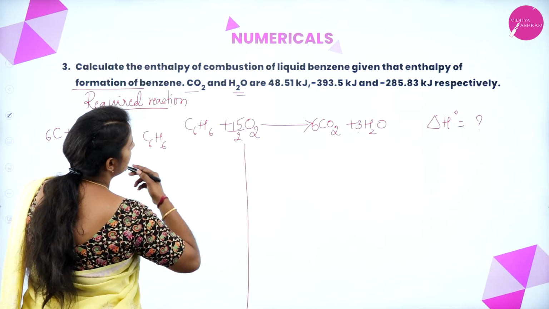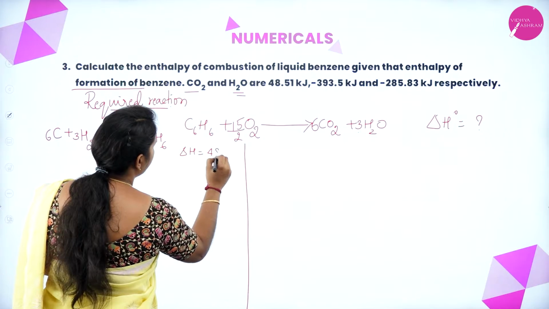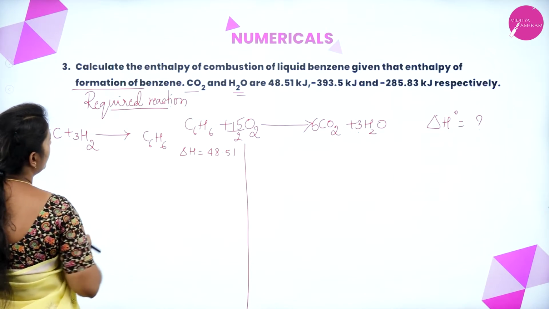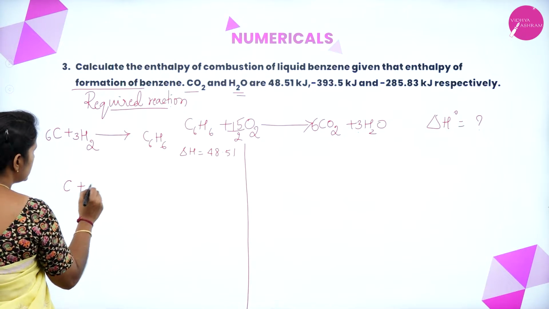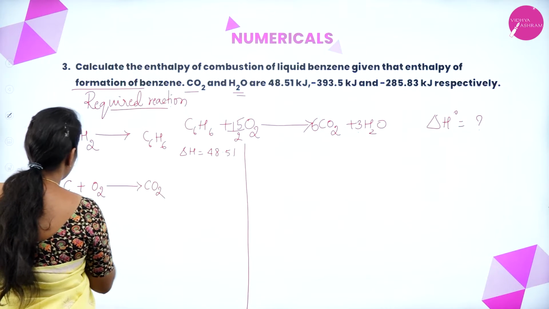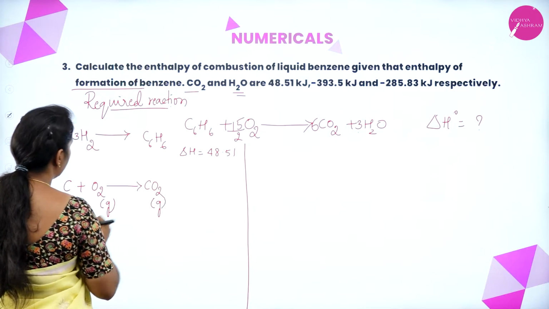So, what is the change in enthalpy they have given? That change in enthalpy is 48.51 kilojoules. Now, we want one more compound, that is carbon dioxide. So, I will take carbon, which is reacting with oxygen and giving rise to carbon dioxide, and these are the solid and these are the gases.